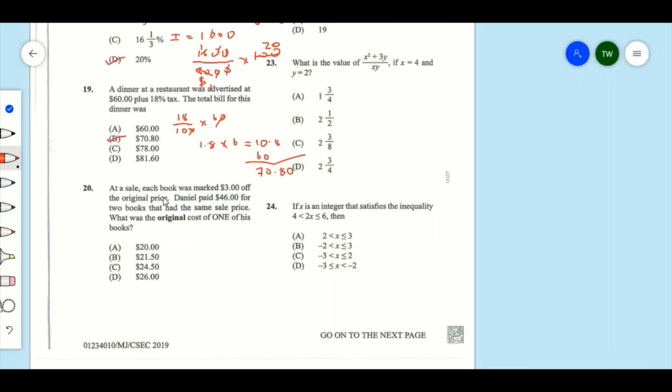At a sale, each book was marked $3 off the original price. Daniel paid $46 for 2 books that had the same sale price. What was the original cost of 1 book? Right? So we know that he bought 2 books for $46, after the sale price was removed. So it's going to be $46 divided by 2, which is going to give us $23.